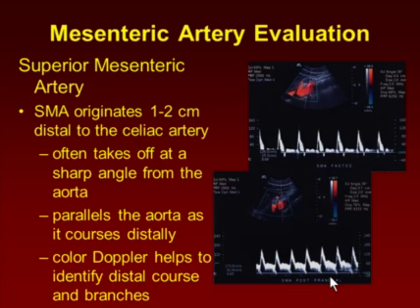The superior mesenteric artery originates a centimeter or 2 distal to the origin of the celiac artery. It most often takes off from the aorta at a very sharp angle, almost 0 degrees, comes up, and then courses inferiorly parallel to the aorta as it arborizes into many branches. Color Doppler can be very helpful to identify the distal course of this and its branches. The normal spectral waveform in the fasting patient is fairly high resistant, and then postprandially, when all the blood vessels in the mesentery dilate, you get forward diastolic flow throughout diastole.